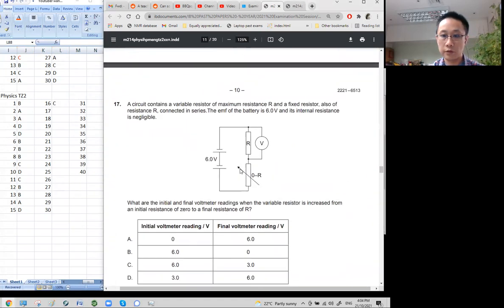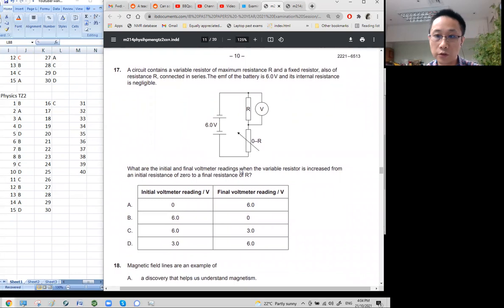Question 17, moving on. Circuits. So you have a variable resistor in series with a fixed resistor. What are the initial and final voltmeter readings when the variable resistor is increased from 0 to R? Oh, interesting. Should just be 6 to become 3, right?